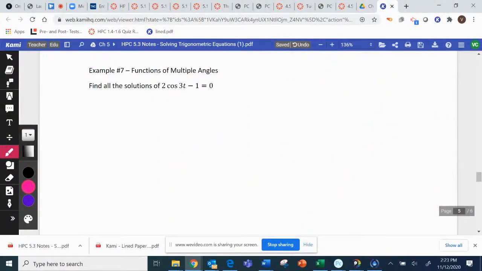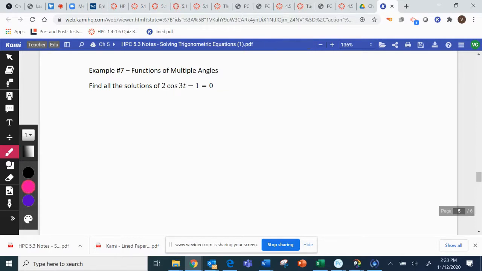All right, function of multiple angles. And I see we only have 2 minutes, but I will keep recording the video once the bell rings for anybody who needs to leave early. I'm going to finish the notes on the video.